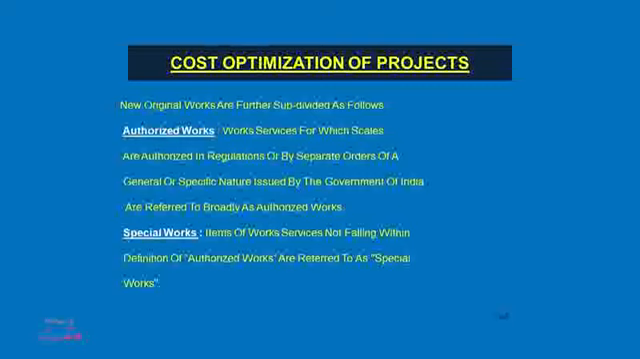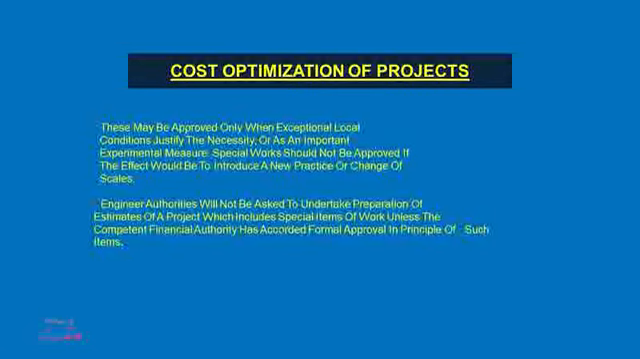Now original works are further subdivided as follows. Authorized works: works and services for which scales are authorized in regulations or by separate orders of a general or specific nature issued by the Government of India are referred to broadly as authorized works. Special works: items of works and services not falling within the definition of authorized works are referred to as special works. These may be approved only when exceptional local conditions justify the necessity or as an important experimental measure. Special works should not be approved if the effect would be to introduce new practice or change of scales.